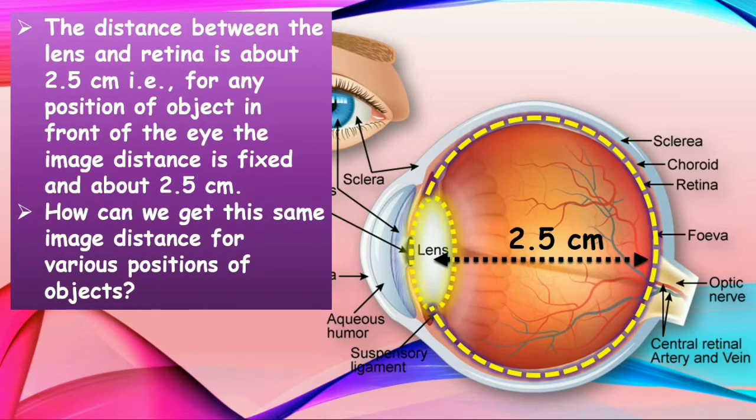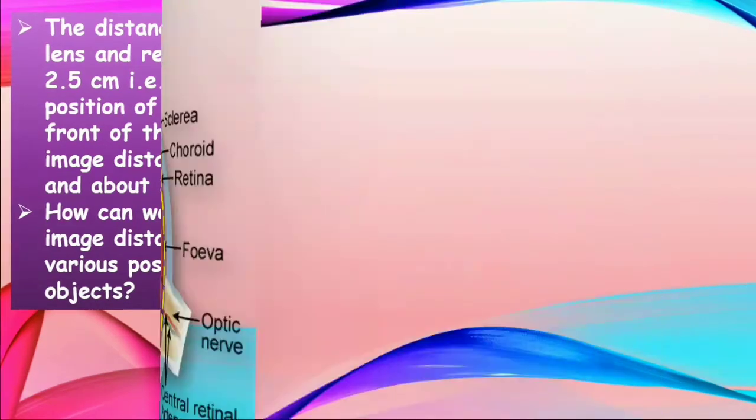Then we have one question. How can we get this same image distance for various positions of the object? Because in the last lesson, refraction of light at curved surfaces, as the object position changes, automatically the image position will change. But here the image position is fixed at 2.5 and the object may vary from any distance to any distance. Then how is it possible?